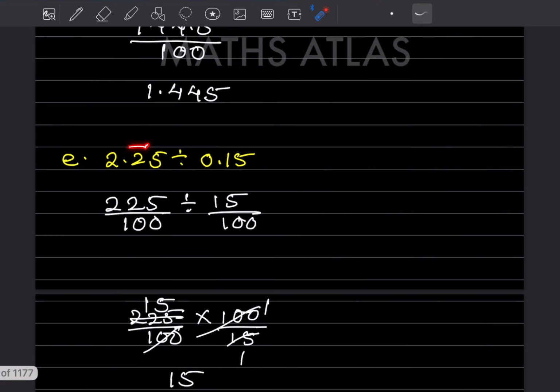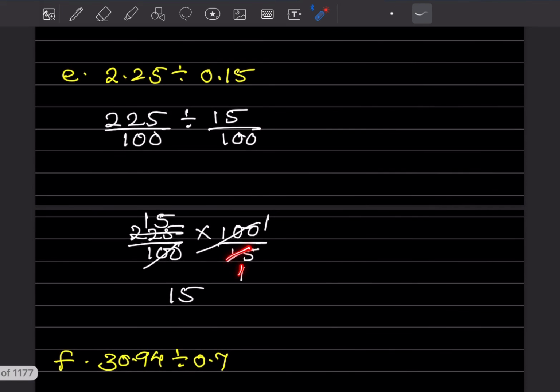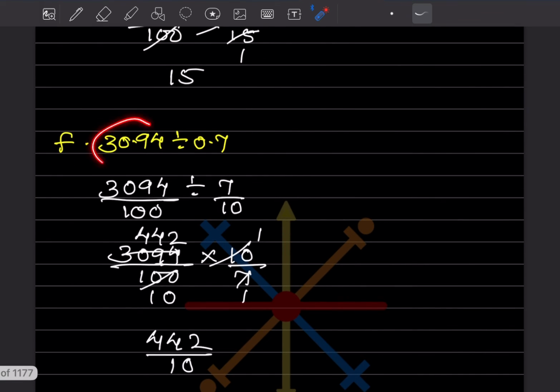Here 2.25, after the decimal two numbers, so that will be divided by 100. Same, after two numbers means the decimal is there and there are two numbers here. So 15 by 100. So this stays the same. This will be multiplied, so this becomes the reciprocal, 100 by 15. 15 ones are 15, 15 15s are 225. And this will be ones are. So the answer is 15. Here it will be 30.94, two numbers means 100.